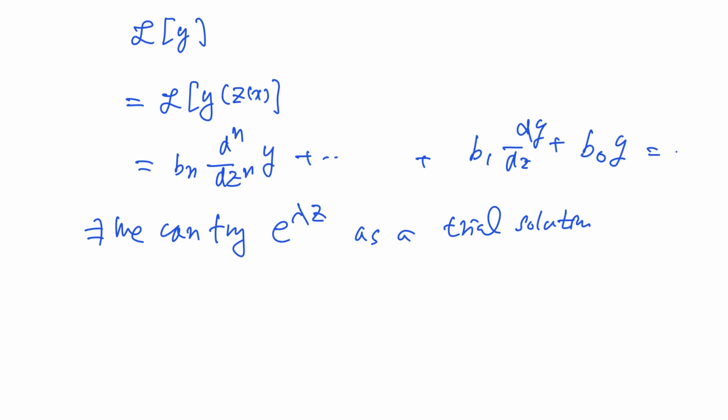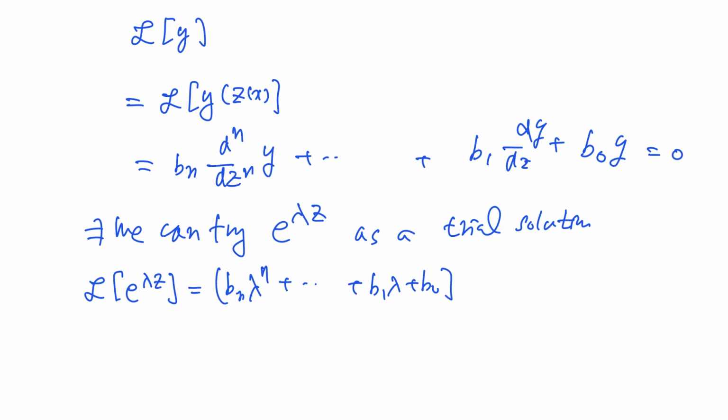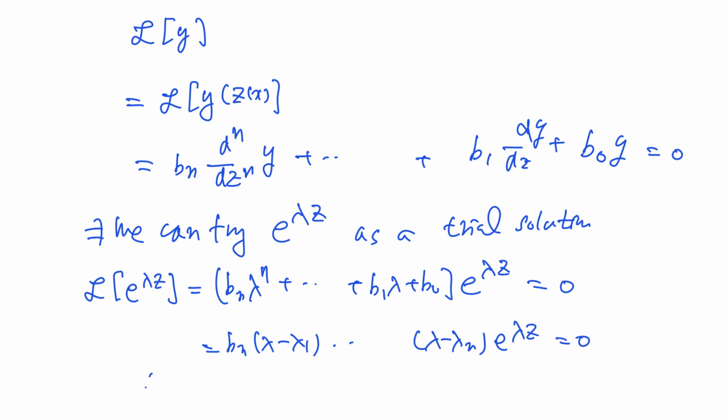So this is 0, that means exponential lambda z is pn lambda^n plus p1 lambda plus p0 times exponential lambda z is equal to 0. And you can have pn lambda minus lambda 1 ... lambda minus lambda n exponential lambda z is equal to 0, right? So that means lambda is lambda 1, ..., lambda n.